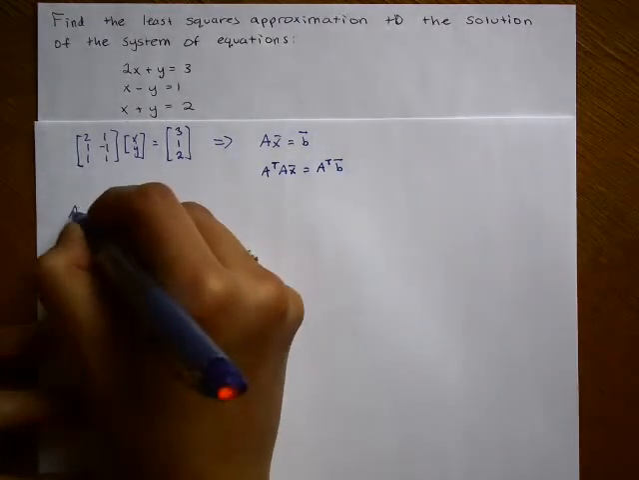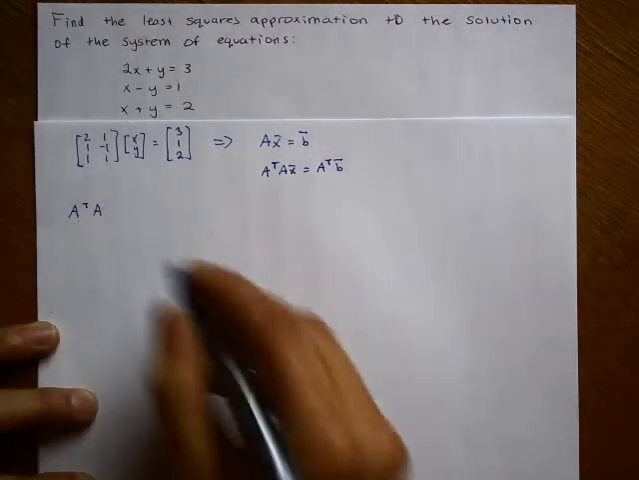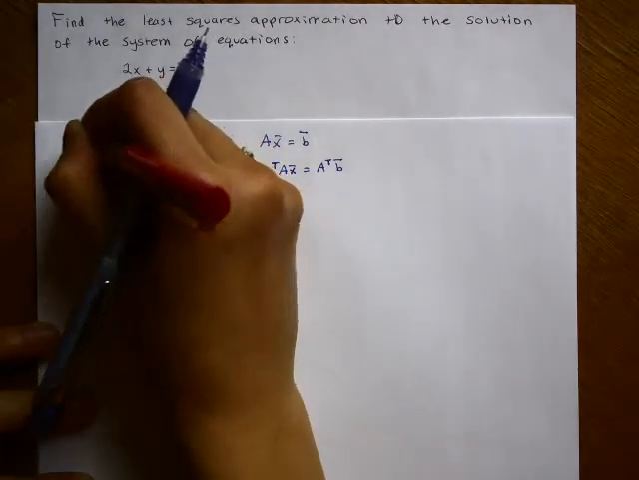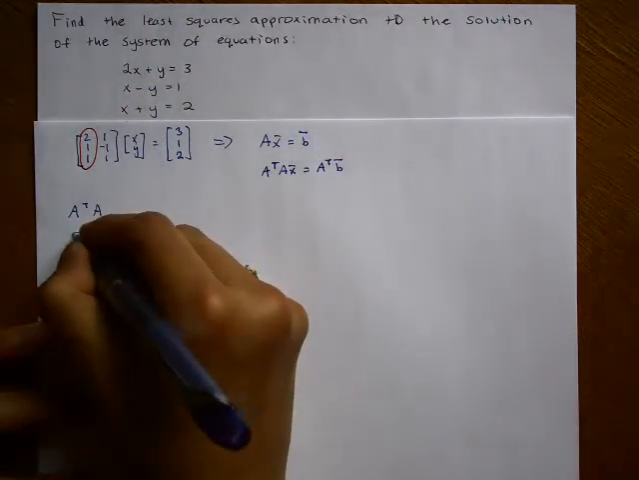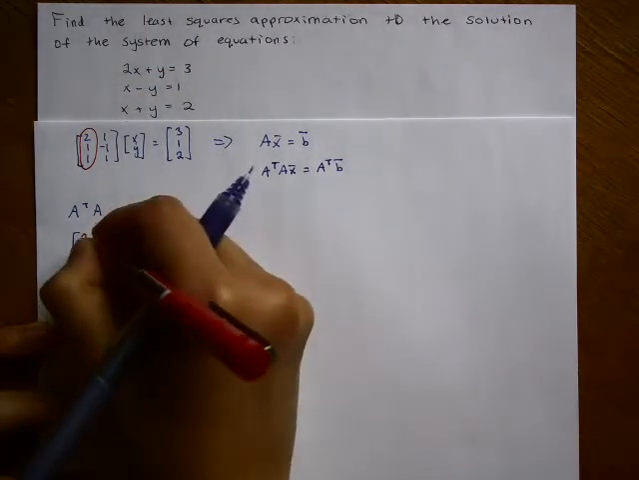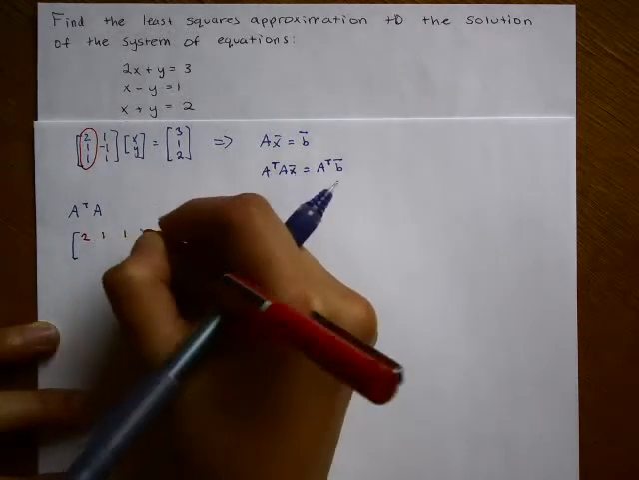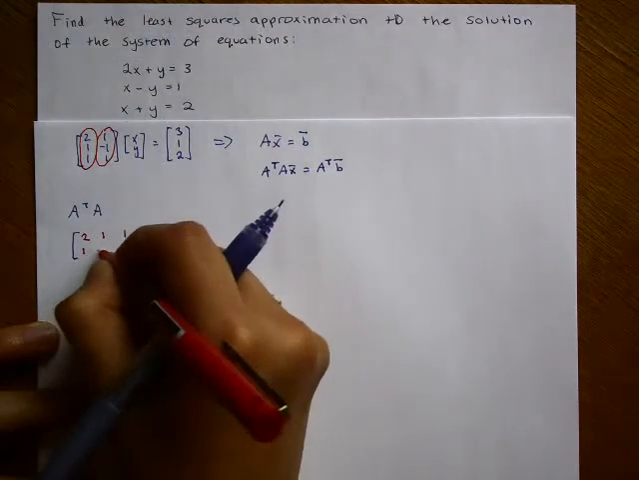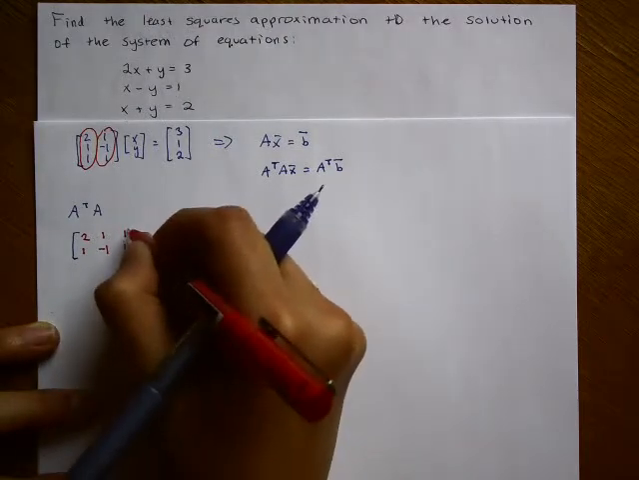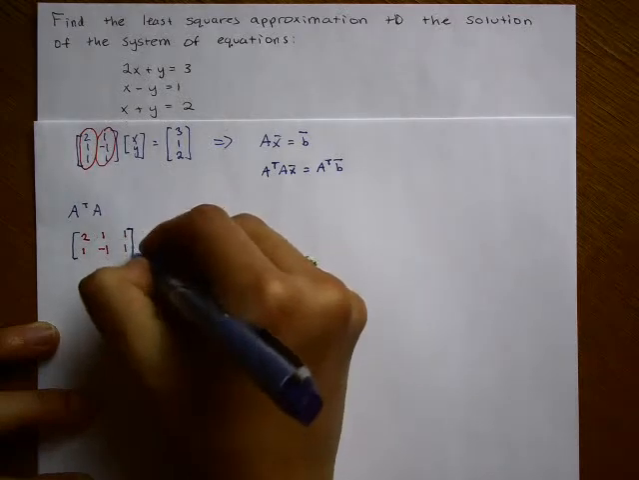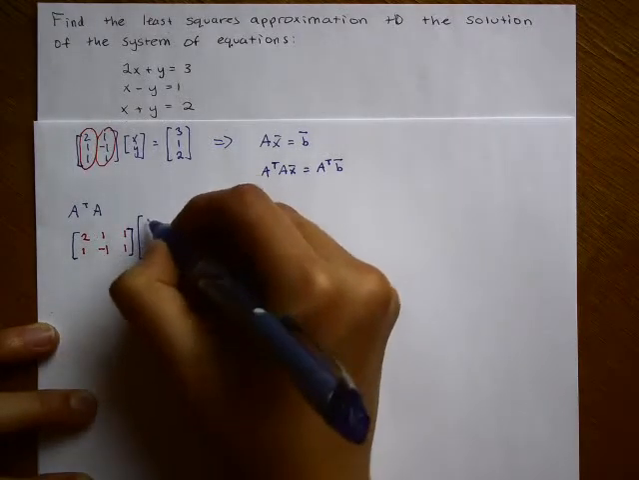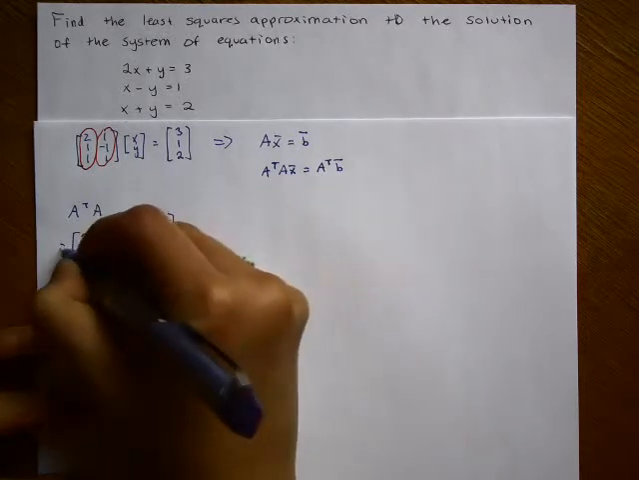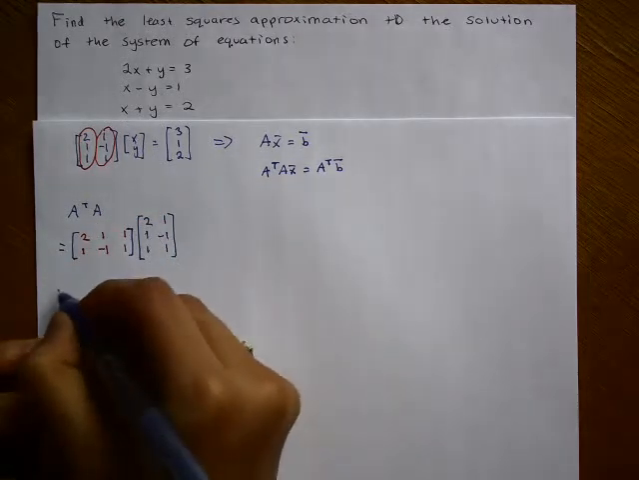So let's solve over here A transpose A. Now to get A transpose, what we do is we take the first column of our regular A matrix, and that becomes the first row of our transposed matrix. Then the next column in our regular matrix becomes the next row in our transposed matrix. Then we hit that by our regular A matrix. And now it's just a matter of matrix multiplication.